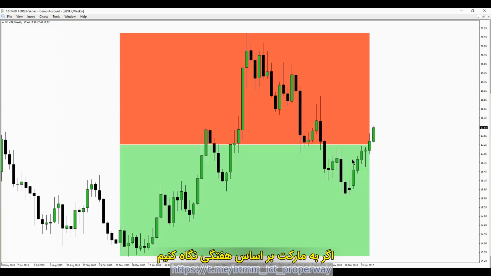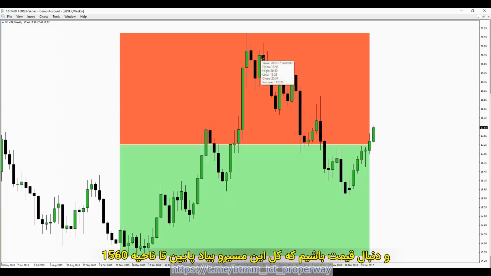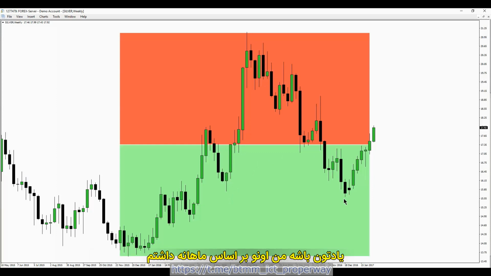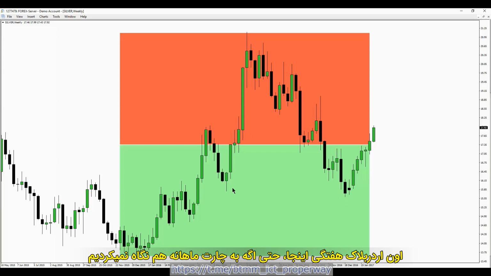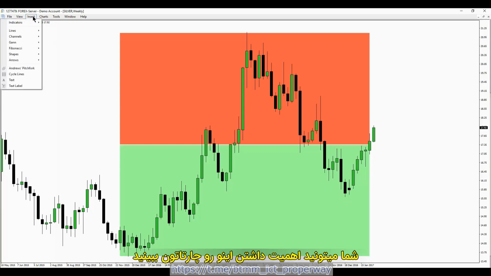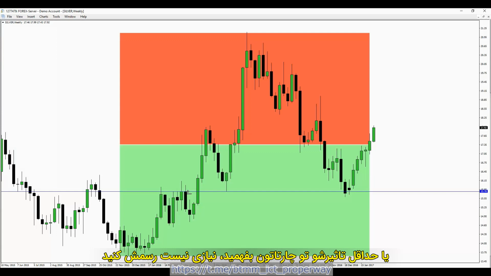If we look at the marketplace in terms of the weekly, okay, and we look for price to come all the way back down into a level of that 1560 level. Remember, I had that on a monthly basis. That weekly order block here, even if we weren't looking at the monthly, you can see the importance of having this in your charts, or at least having it understood in your charts. You don't have to draw it out.